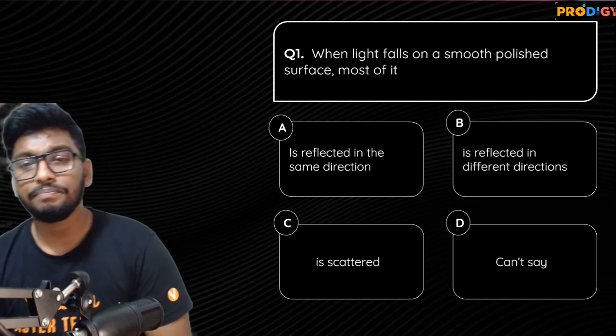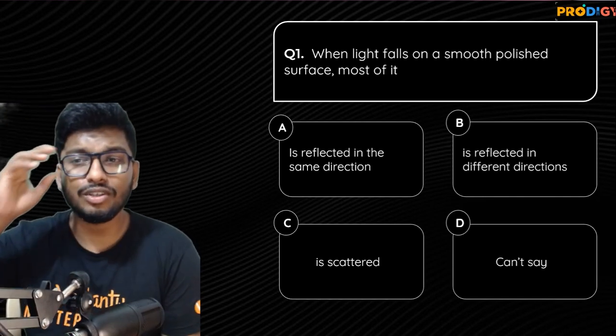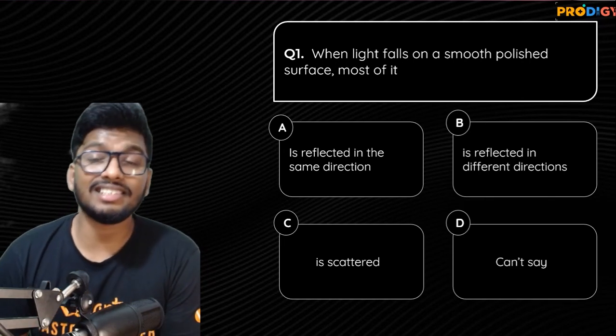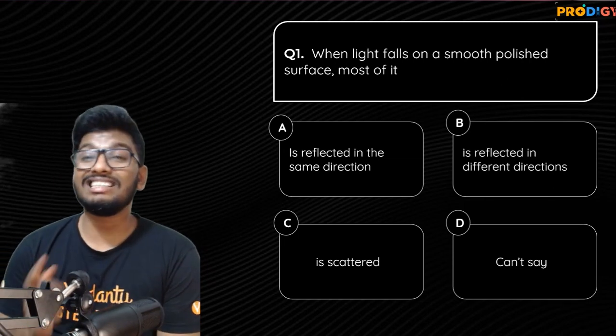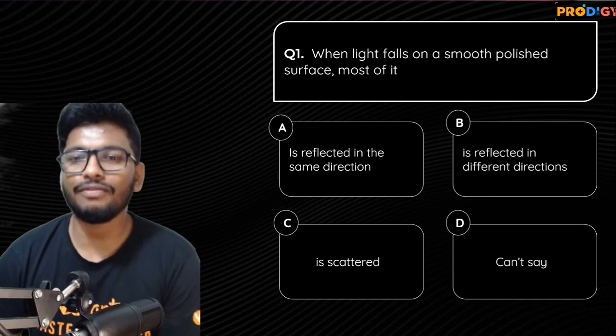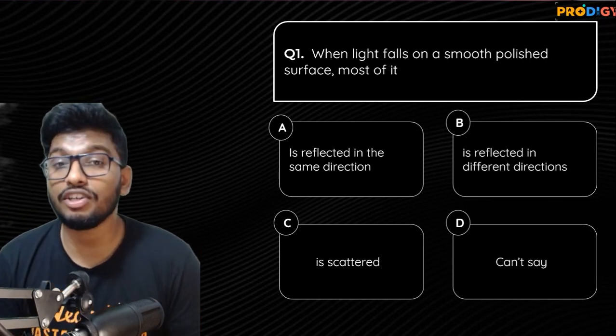So here's the first one. When light falls on a smooth polished surface, most of it is reflected in the same direction, is reflected in different direction, is scattered, or can't see. If light falls on a smooth and polished surface.